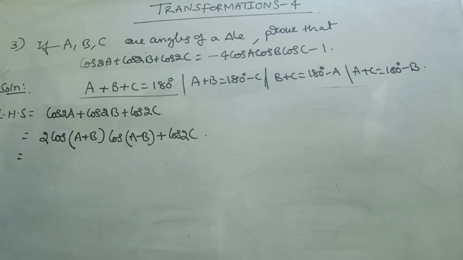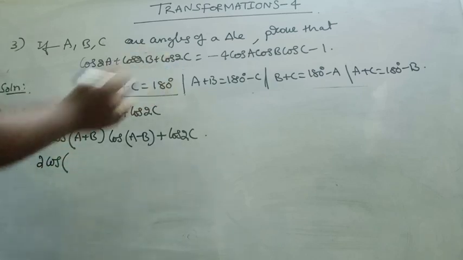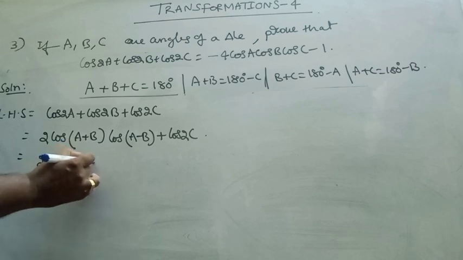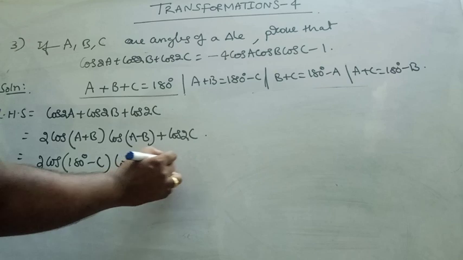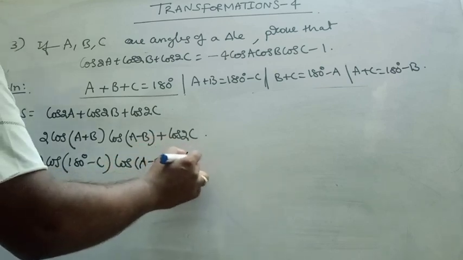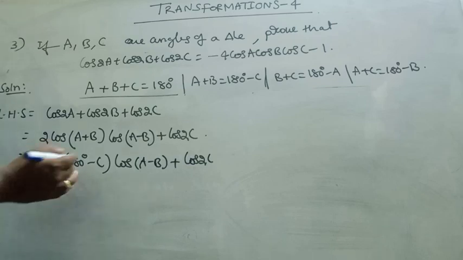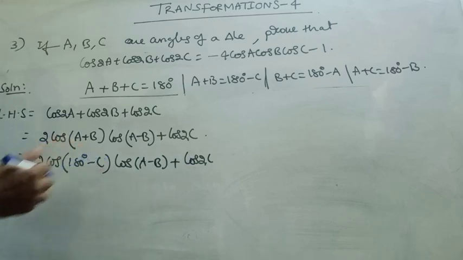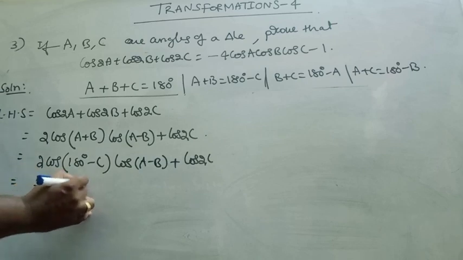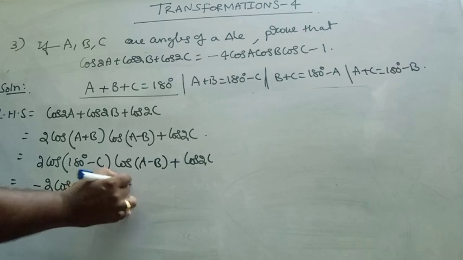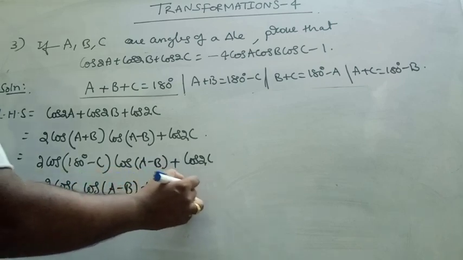That's nice. Now you know that 2 cos of (A plus B), and A plus B is what? 180 degrees minus C, into cos of (A minus B), plus 2 cos 2C. Now cos (180 degrees minus C) is minus cos C. That is now minus 2 cos C into cos of (A minus B), plus cos 2C, which is nothing but 2 cos square C minus 1.